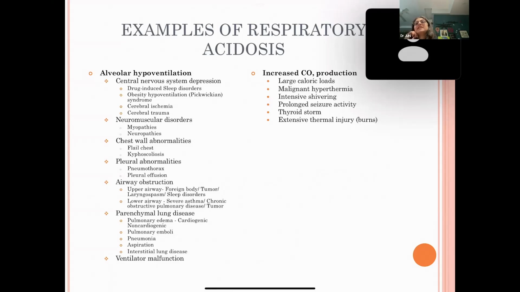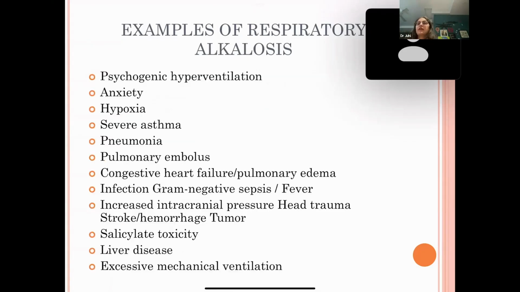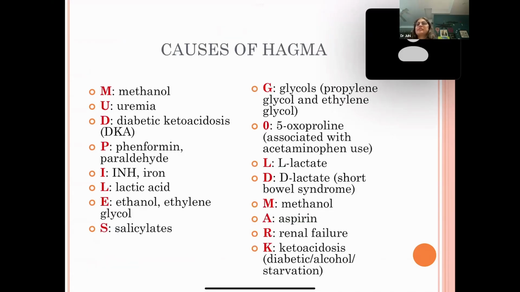All these causes increase in the carbon dioxide production, leading to respiratory acidosis. Examples of respiratory alkalosis: if some patient is coming who's anxious or pregnant, all these cause an increase in tachypnea and increase in respiration, which will cause further washout of CO2, leading to respiratory alkalosis. So examples will be hyperventilation, anxiety, hypoxia, pneumonia, pulmonary embolism, liver disease, etc.